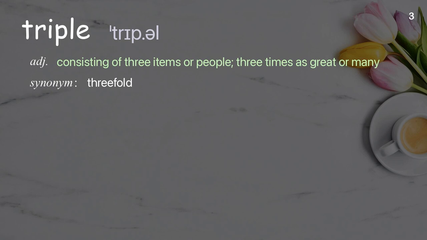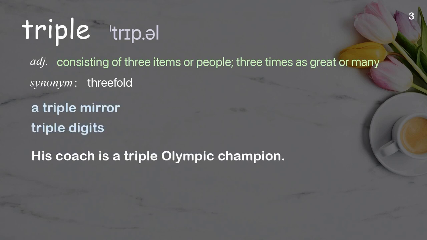Triple. Consisting of three items or people, three times as great or many. Examples. A triple mirror. Triple digits. His coach is a triple Olympic champion.